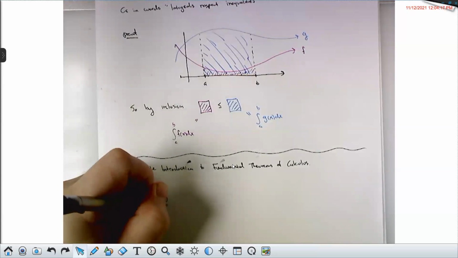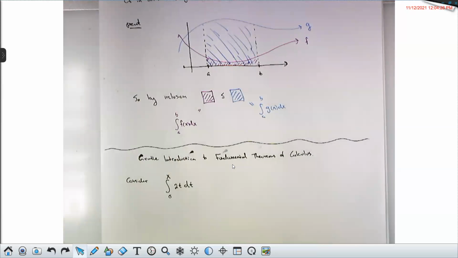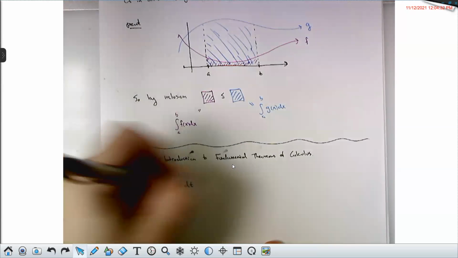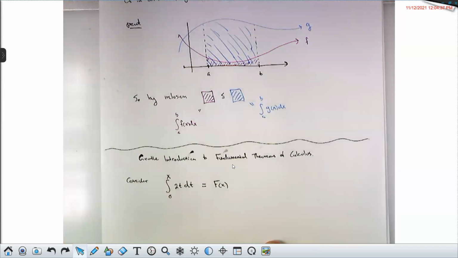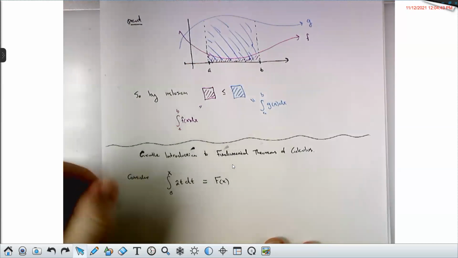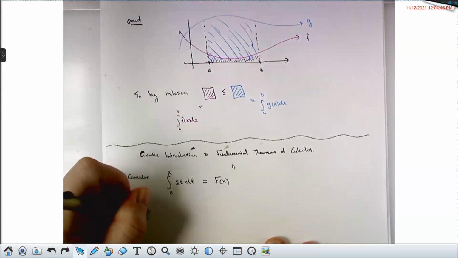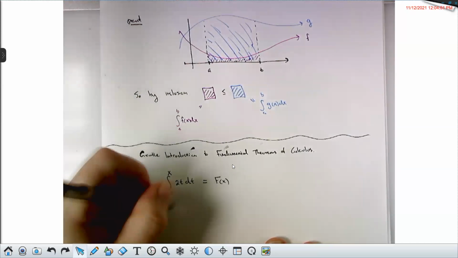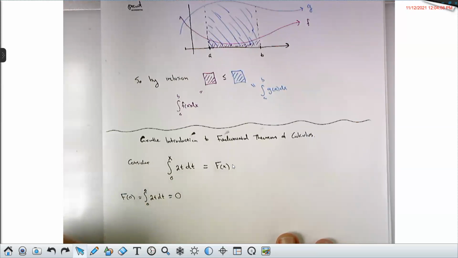But to introduce this, I want to consider the integral from 0 to x of the function 2t dt. It might not be obvious right away, but this is actually a function of the variable x. You plug in a number for x and you get a number out. So if I wanted to compute f of 0, that would be the integral from 0 to 0 of 2t dt. And of course, that's 0, right? Integral from a to a is always going to be 0.